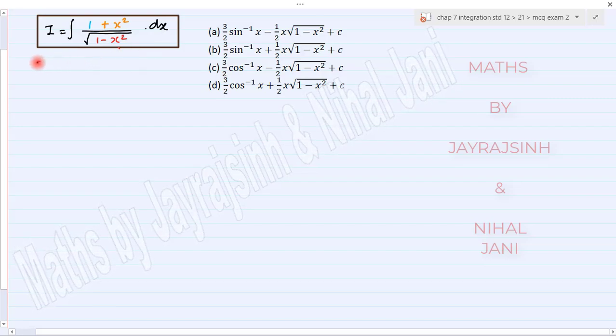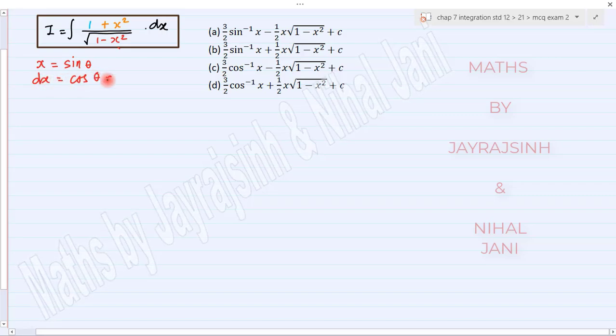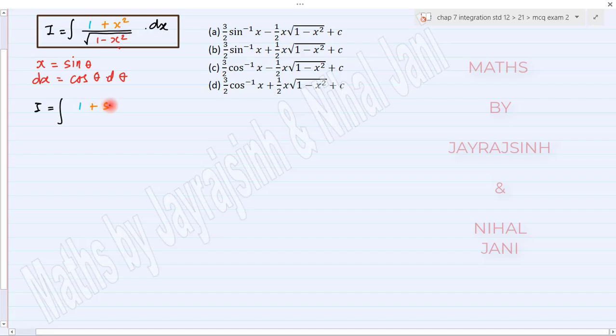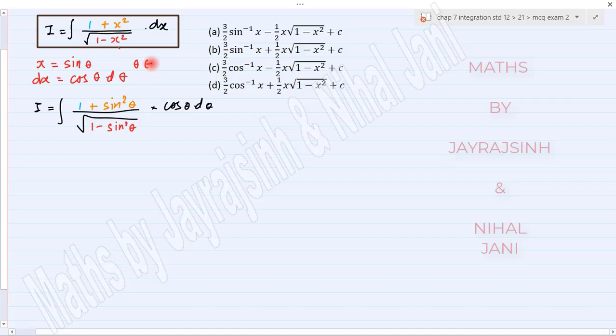That means we need sin theta instead of x. So no problem, take x is equal to sin theta. Now differentiate both sides, so you get dx is equal to cos theta d theta. Now modify our integration. In the numerator we will get 1 plus sin square theta, and in the denominator we will get under root of 1 minus sin square theta, and our dx will become cos theta d theta. Our theta belongs to 0 to pi by 2.